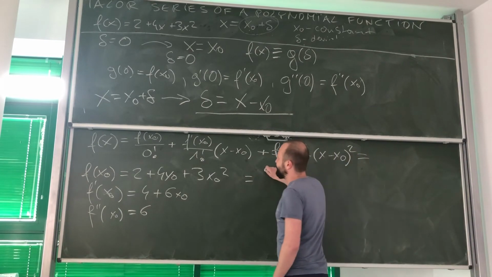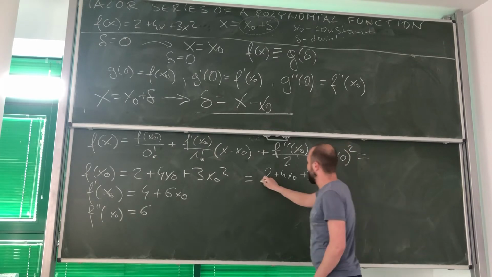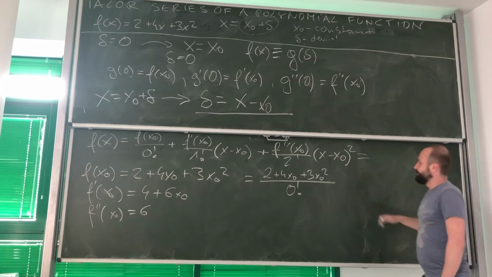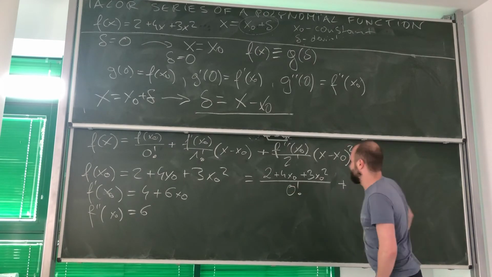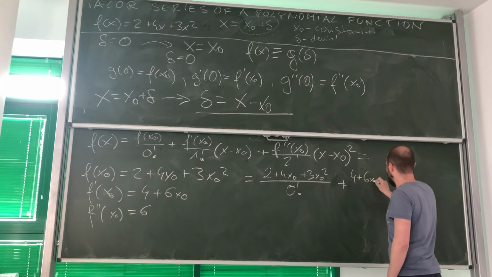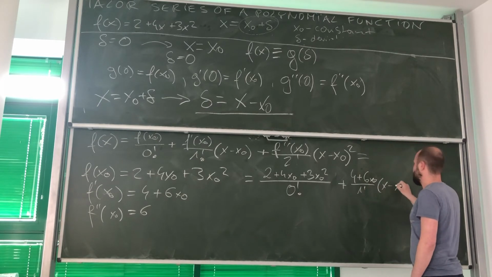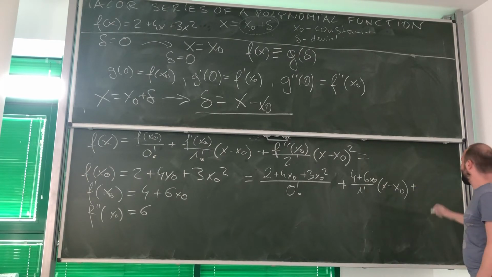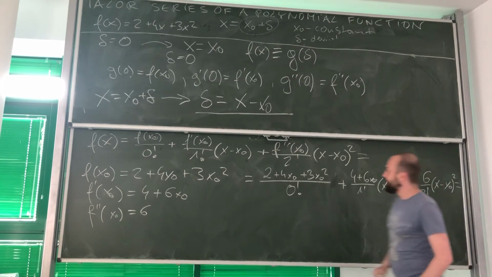So, this is gonna be 2 plus 4x0 plus 3x0 squared over 0 factorial, which is 1. This is gonna be pretty easy to copy. Then we've got plus f prime of x0, so this is 4 plus 6x0, over 1 factorial times x minus x0. And finally, we have 6 over 2 factorial times x minus x0 squared. Okay, let's calculate.